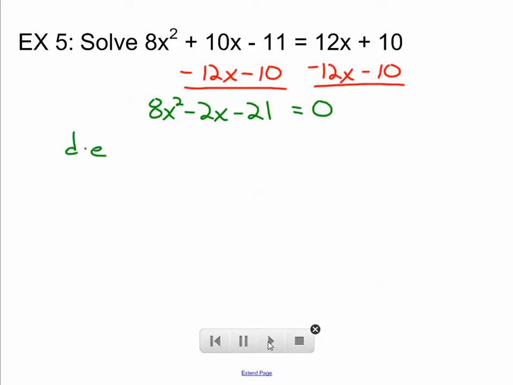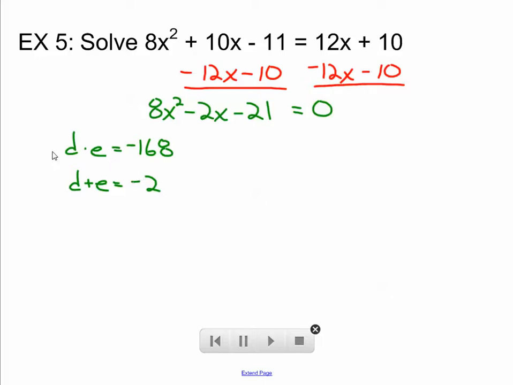So we're looking for values of d and e that come out to 8 times negative 21, which is negative 168. That's a pretty big number. This is going to be hard. D plus e is negative 2. That's our b value right there. Okay. So I'm looking for a positive and a negative factor of negative 168 that add up to negative 2. They're obviously very close together.